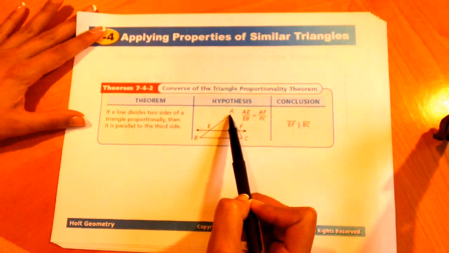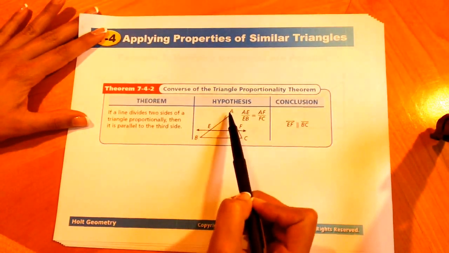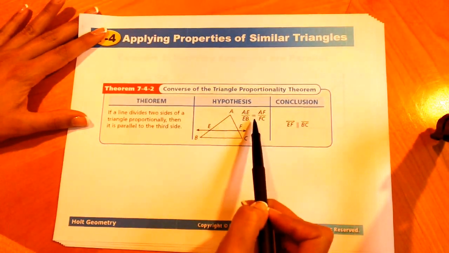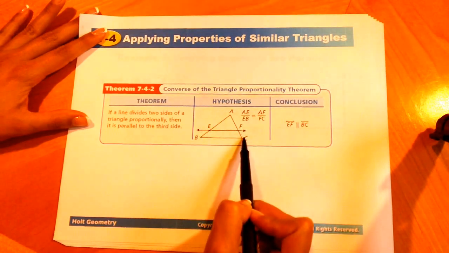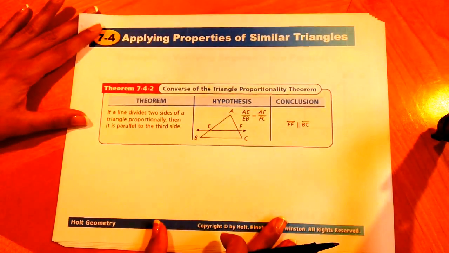Here's your next theorem. It's the converse of the triangle proportionality theorem. So this one says that if I can create two ratios and the ratios end up being proportional, then I can conclude that this line and this segment here are parallel.